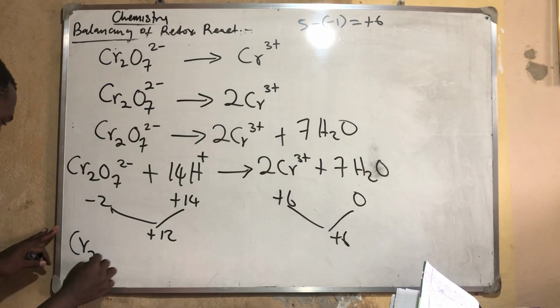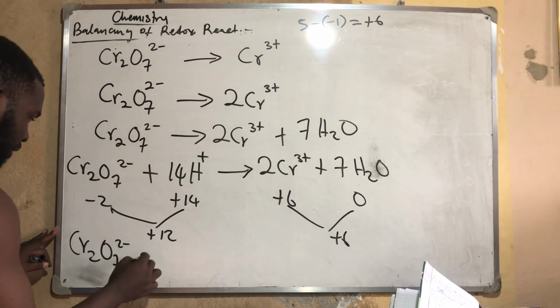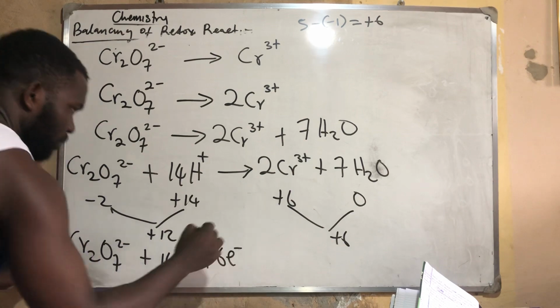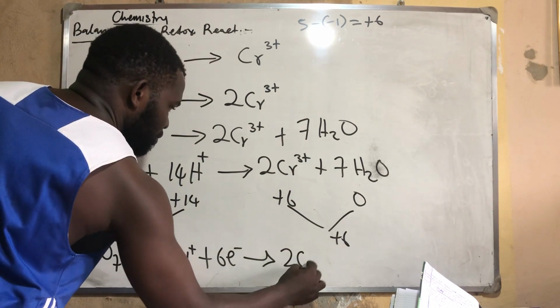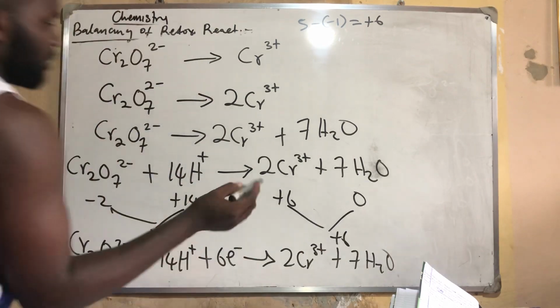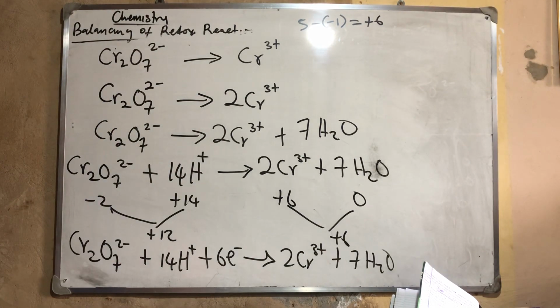So Cr2O7 2 minus plus 14 H plus 6 electrons gives us 2Cr3 plus, what? 7 molecules of water. Then it is balanced. So let us check. Always check, because if we did not check the other one, we would have assumed that it is correct. So let us check.